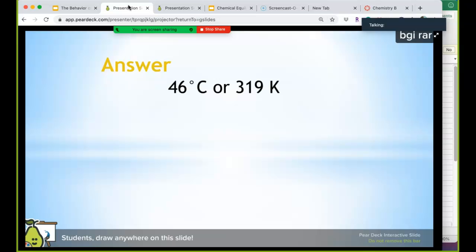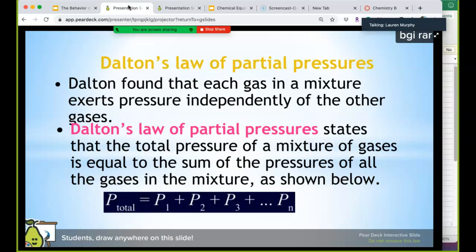Okay, the next topic is called Dalton's Law of Partial Pressure. And basically, Dalton's Law just says that if there are a bunch of different gases in a container, they all contribute to the total pressure.